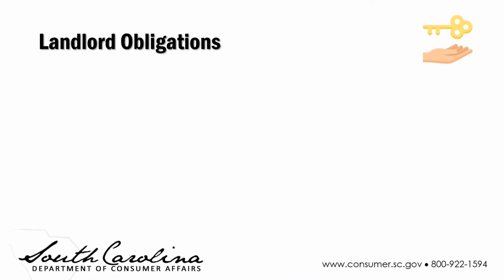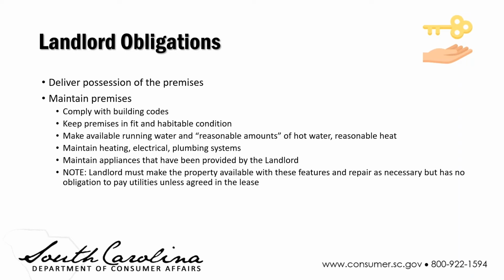What are the landlord's obligations? They must deliver possession of the premises. They must maintain the premises. They must comply with building codes. They must keep the premises in fit and habitable condition. They must make available running water and reasonable amounts of hot water and reasonable heat. In other words, if you're going to have what is considered residential, it has to have at least the most basic services. They must maintain heating, electrical, and plumbing systems.